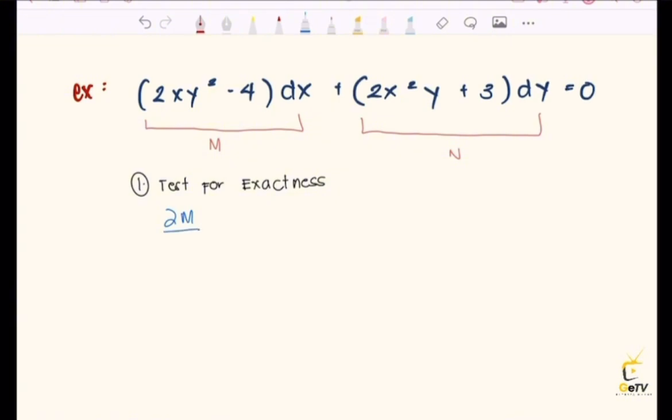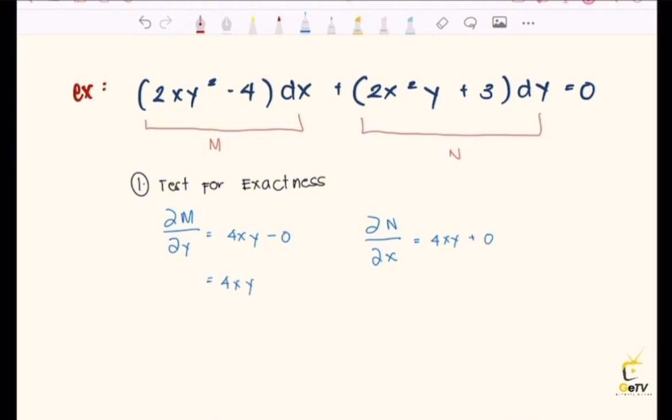Partial derivative of M with respect to y, wherein we're going to differentiate in terms of y and we will consider x as a constant. On the other hand, partial derivative of N with respect to x, wherein we're going to differentiate in terms of x and we will consider y as a constant.